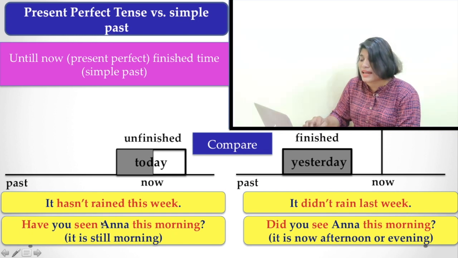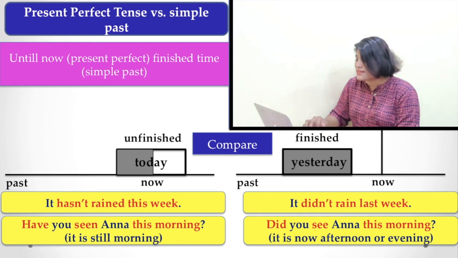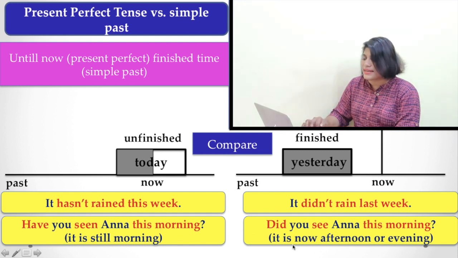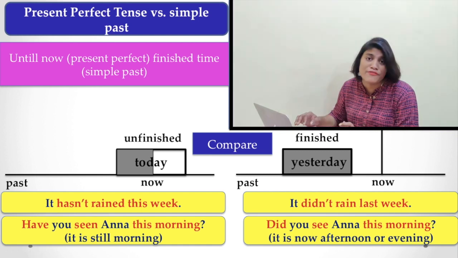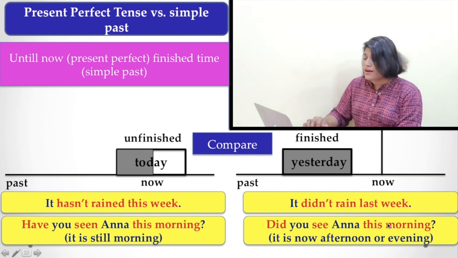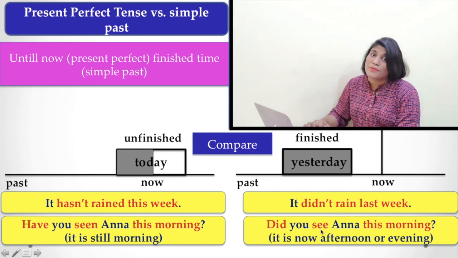Similarly, have you seen Anna this morning? That is until this morning. Did you see Anna this morning? That is, perhaps it is not morning now, it is afternoon or any time of day or evening. We are talking about the finished time, so we have to use simple past tense.